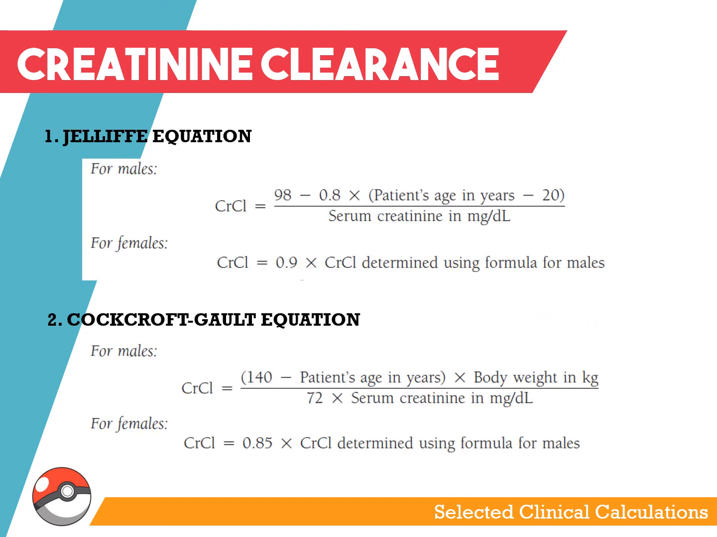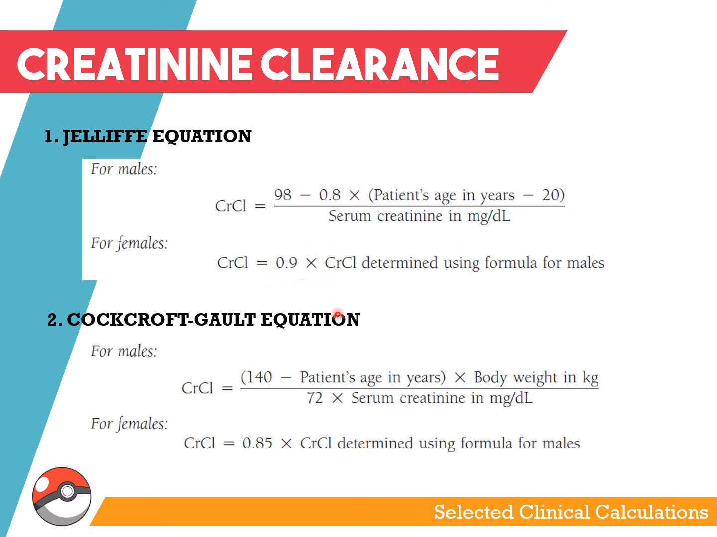Okay, so the creatinine clearance can be solved using two equations. For each equation, the sex of the patient is considered. So again, memorize these equations. For males, for the Jelliffe equation, creatinine clearance is equal to 98 minus 0.8 times the patient's age in years minus 20, over the serum creatinine in milligrams per deciliter. For the females, you simply multiply what you got from here by 0.9.